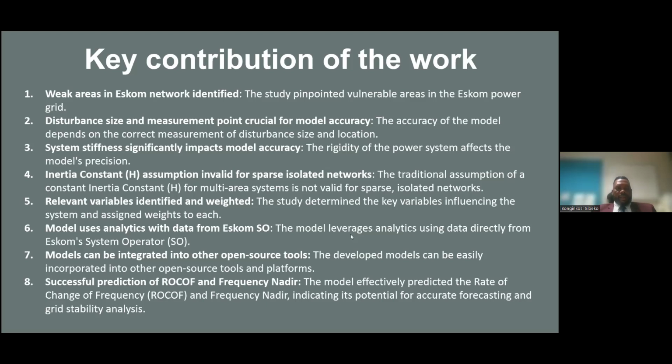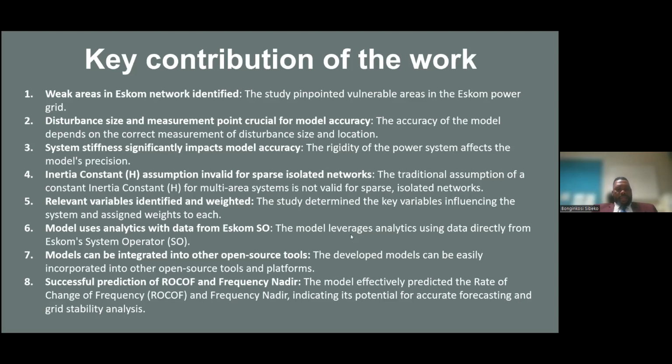Relevant variables are identified and weighted. So we could see whenever we have high wind and we take off some units, what is the impact of that? Whenever we have certain lines that are out in the system, what's the impact of that? Whenever the stiffness is low, like the damping is low, and the governor response for the second method is low as well, then we can see that the stiffness plays a big role.